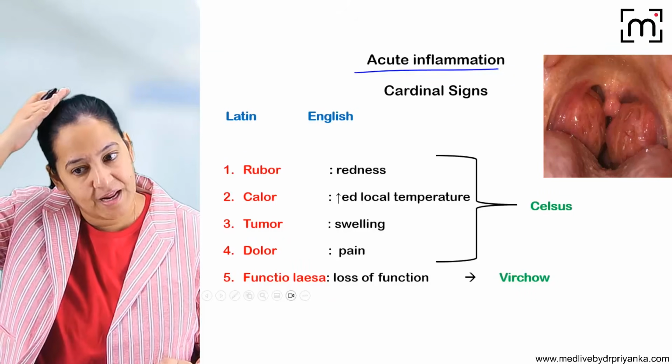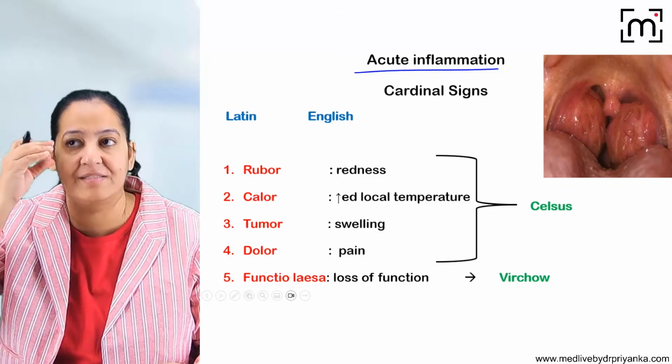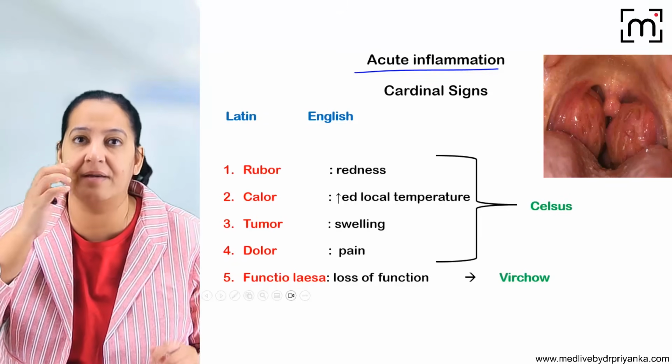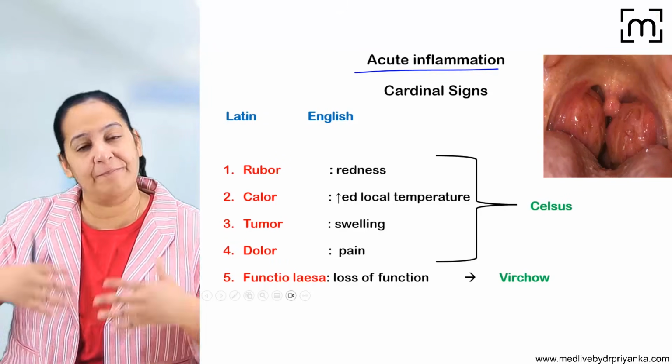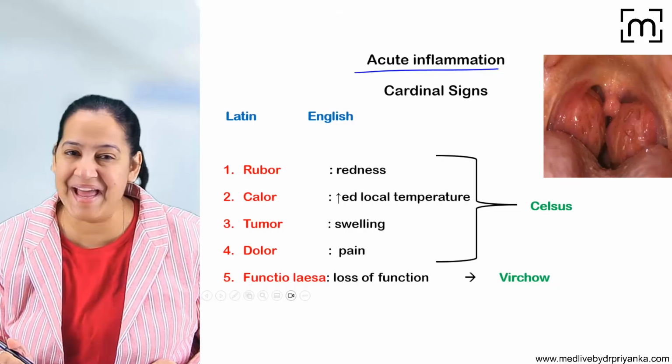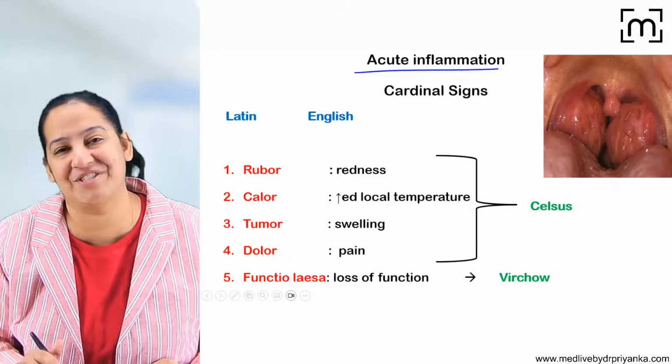For example, there can be meningitis, encephalitis, endophthalmitis, rhinitis, tonsillitis, pneumonitis, gastritis. Throughout the body, it can occur in any organ of the body. Itis means inflammation of that organ.